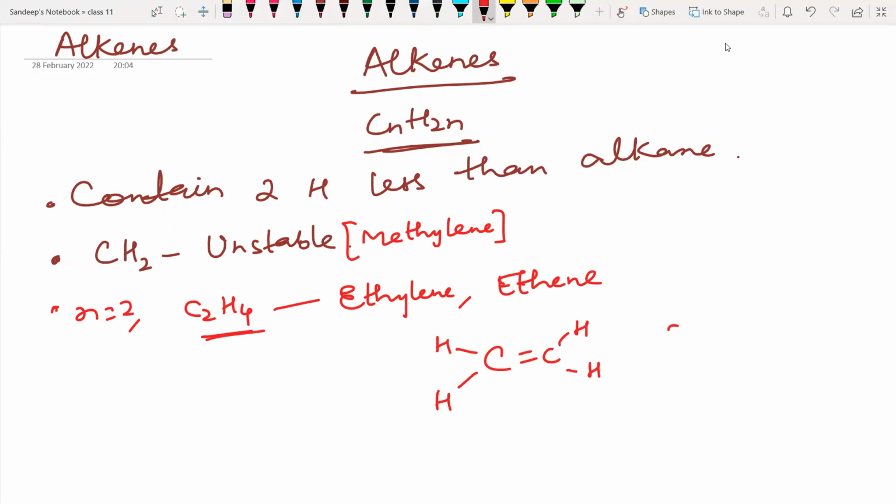So this is sp2 hybridized, trigonal planar, and 120 degrees bond angle. So this bond angle is almost 120 degrees.